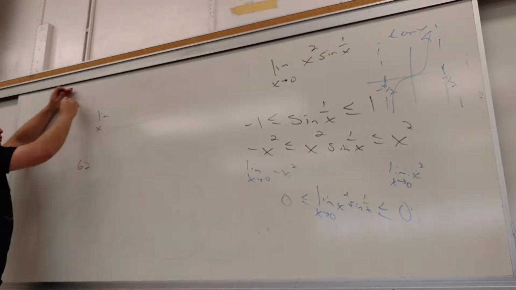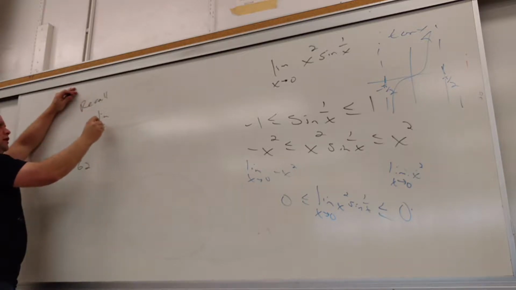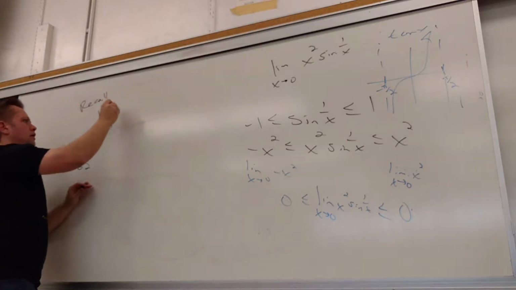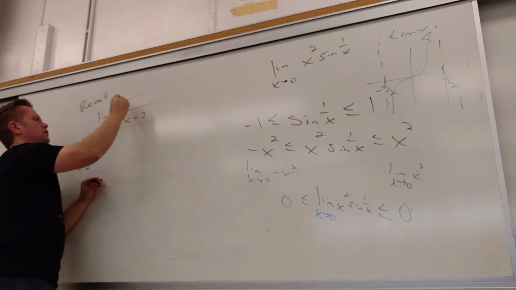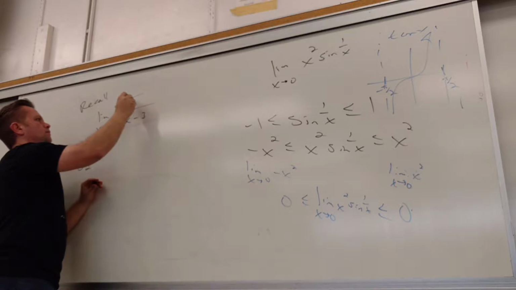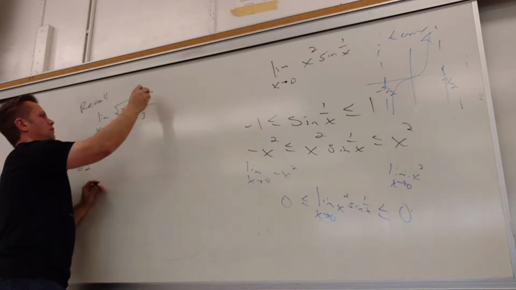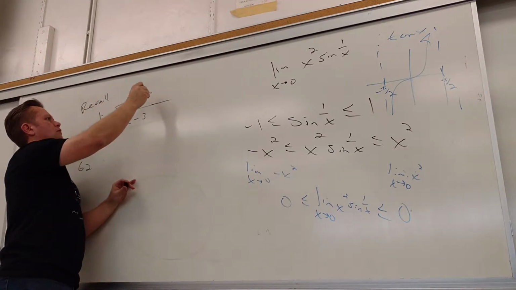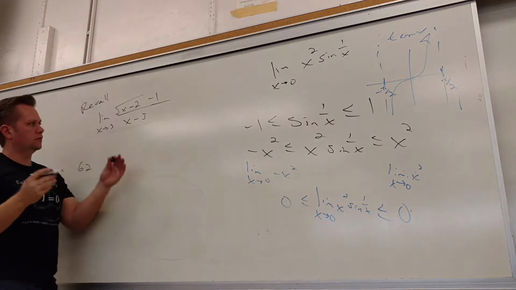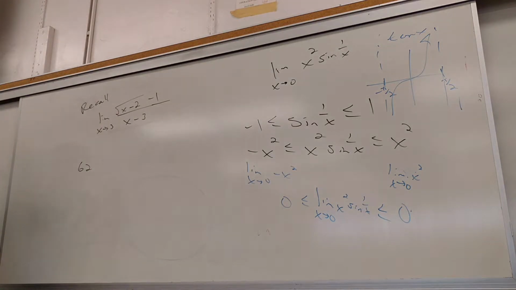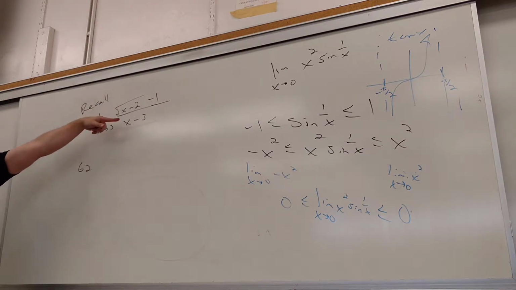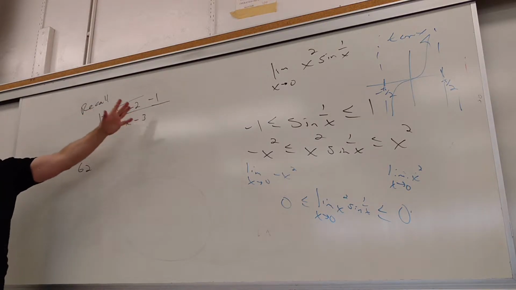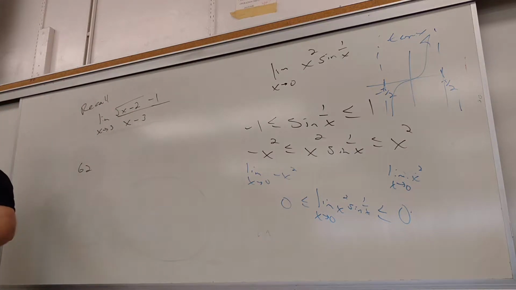Before I do 62, recall, if I had the limit as x goes to 3 of, I don't know, what do you want to say, Jeff? You can do it! Yeah, okay. Good. Trying to make one that works. So if I plug a 3 in, what do I get? Yeah, I get 0 over 0, right? Is that cool? You can't stop there, right?